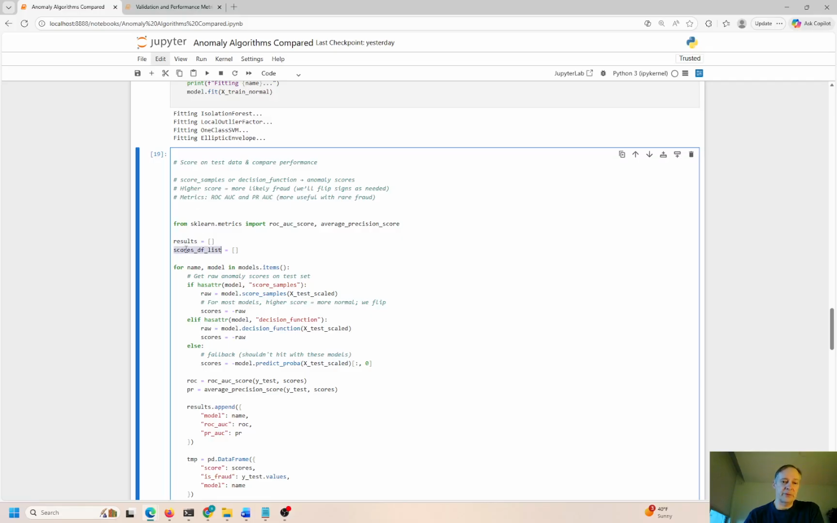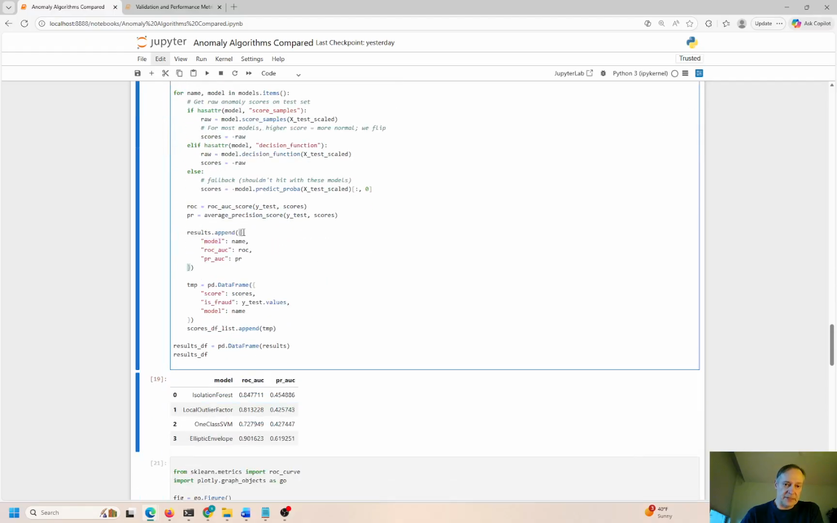So the results are going to go into a list. I'm going to append everything to a list, and the scores of the data frame are going to go into another list. You can tell by the square brackets, this is a list. This is a different data type down here. You can tell right here by the evidence of the curly braces, this is a dictionary.